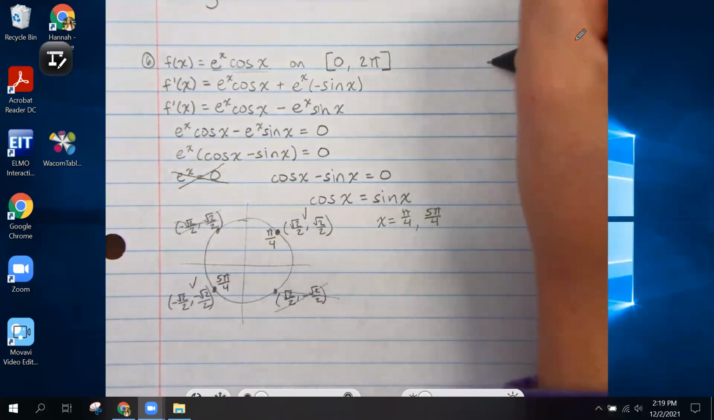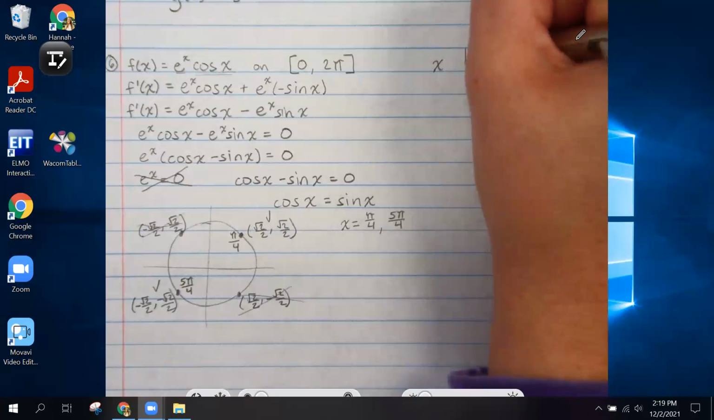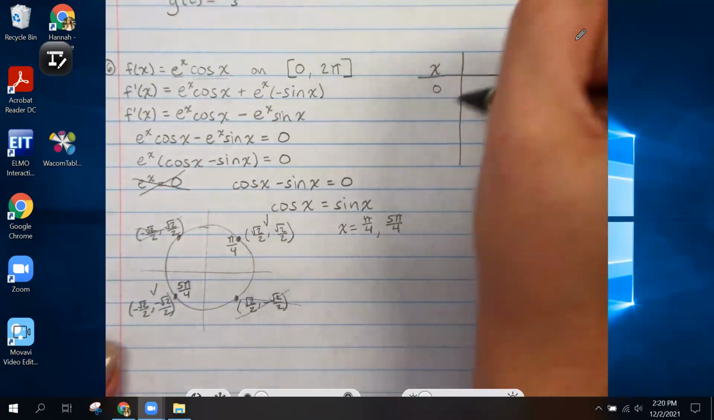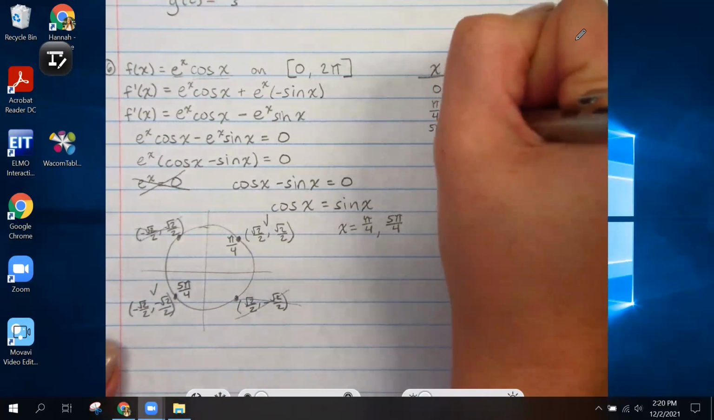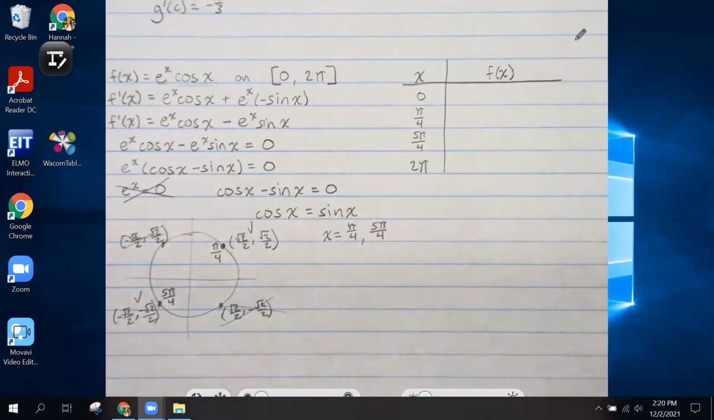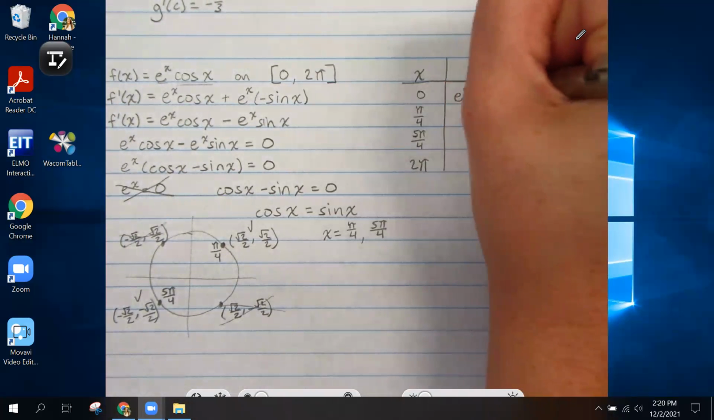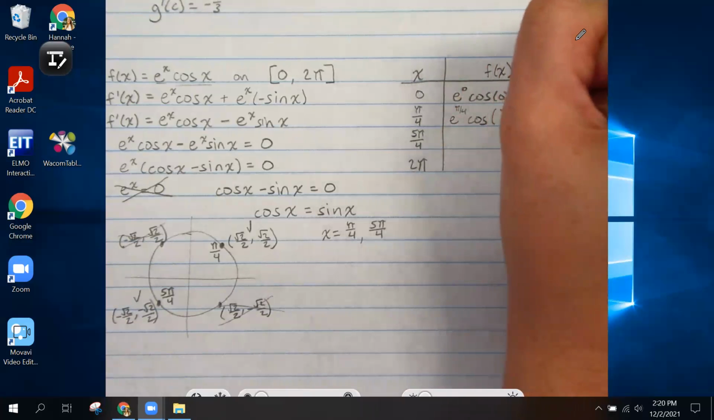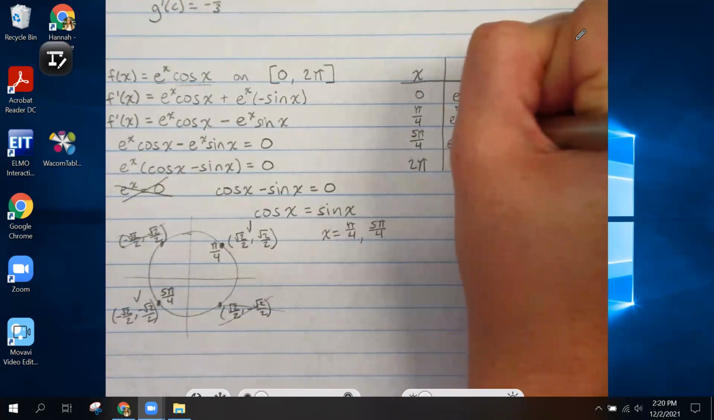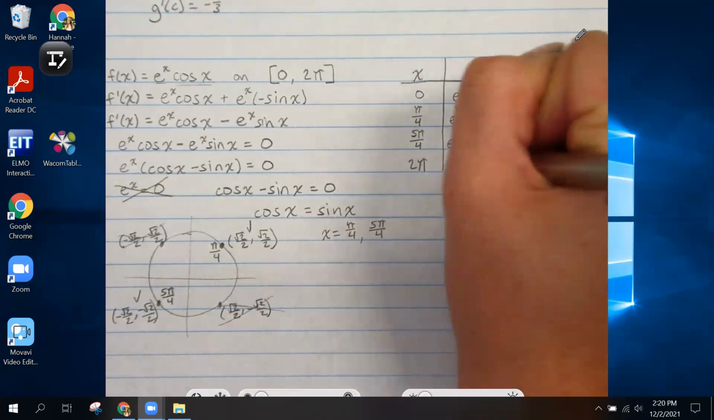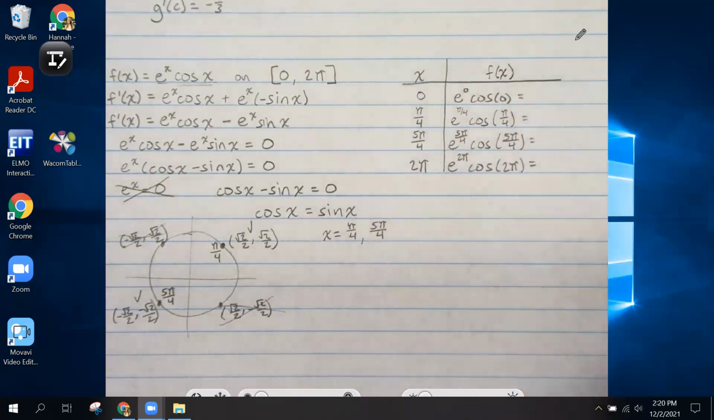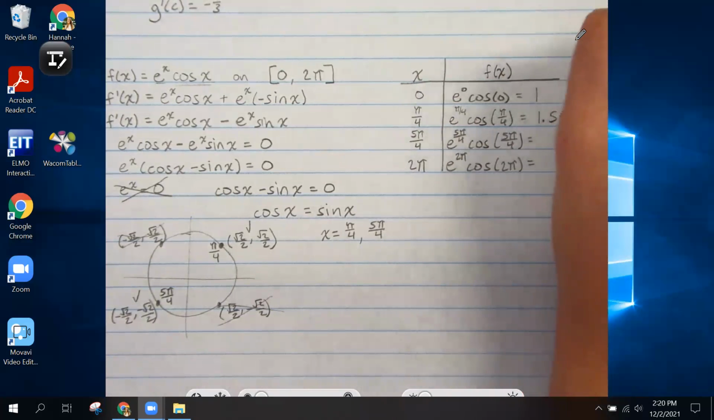So if we make a chart, we're plugging in x values, 0, pi over 4, 5 pi over 4, and 2 pi. I just put them in order from least to greatest. We are testing these values in the original function. So we've got e to the 0 cosine of 0, e to the pi over 4 cosine of pi over 4, e to the 5 pi over 4 cosine of 5 pi over 4, and 2 pi. You can test each one of these in your calculator. I got values of 1, and then I had to round these decimals.